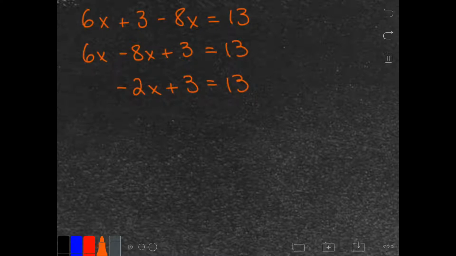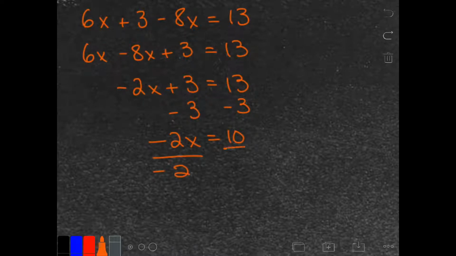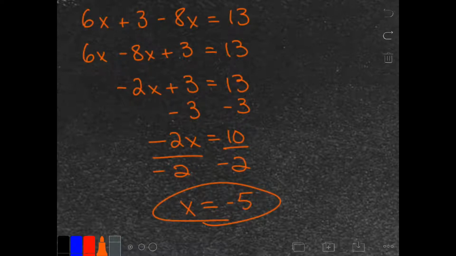Now I need to isolate that negative 2x, so I'm going to get rid of plus 3 by doing minus 3 to both sides. 13 minus 3 is 10. Divide by negative 2. And x equals, well, 10 divided by negative 2 is negative 5. Always remember, a positive divided by a negative is a negative.